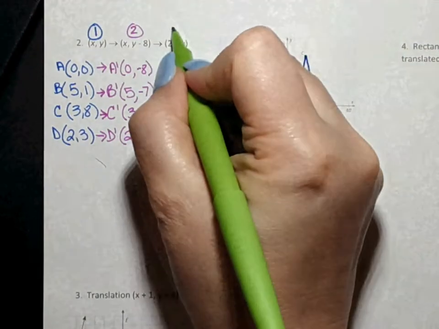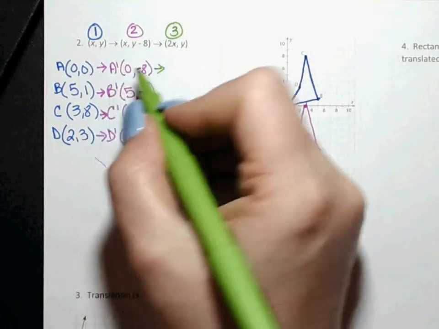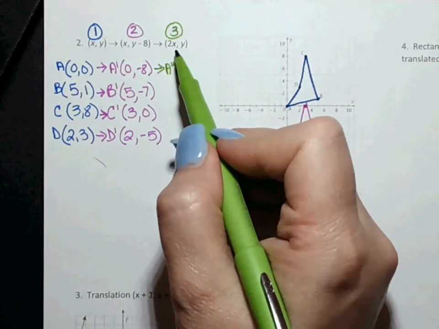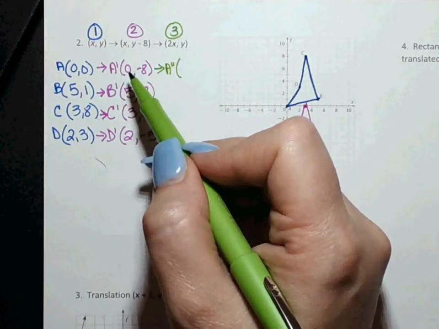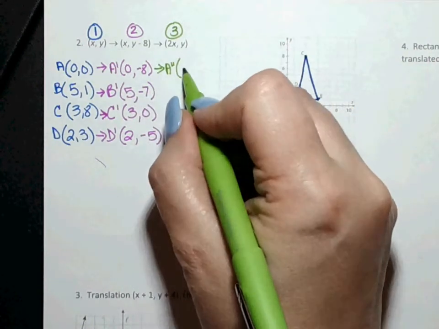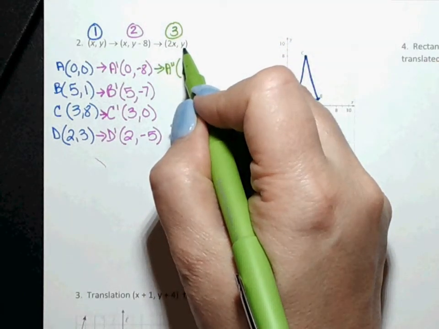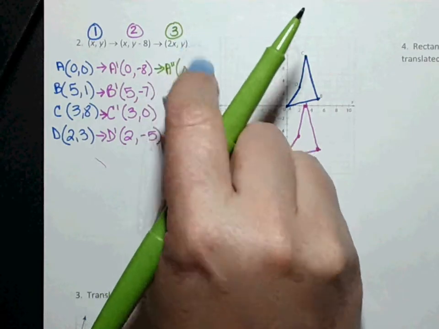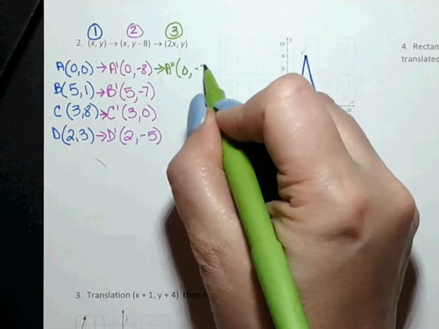All right, the third transformation. So we are going from A prime to A double prime. And it says that what we're going to do is take that x value that we have here for A prime and we're going to multiply it by 2. So 2 times 0 is 0. And our y value is not going to change. So it's saying that from this point to here, that y value stays the same. We're not going to do anything to it. So it stays as a negative 8.